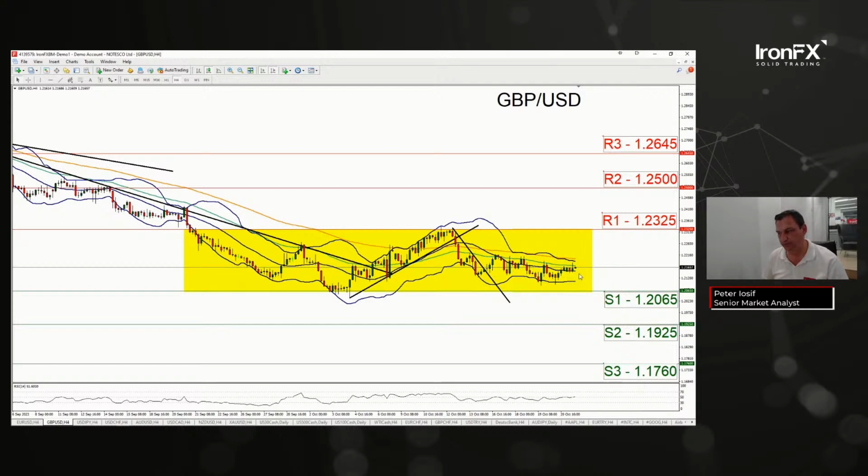Should the bears take over, for a bearish outlook, I would require a clear break of the S1 1.2065 level, which provided support on the 3rd, 4th of October. Should the S1 be broken, the next possible target for the bears would be set at the S2 1.1925. While on the flip side, for a bullish outlook, I would require a clear break of the R1 1.2325, as that has proven its worth around the 12th to the 13th of October.